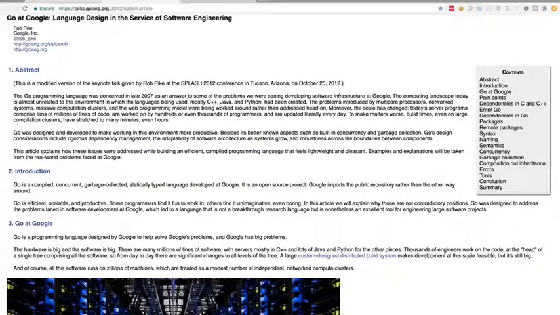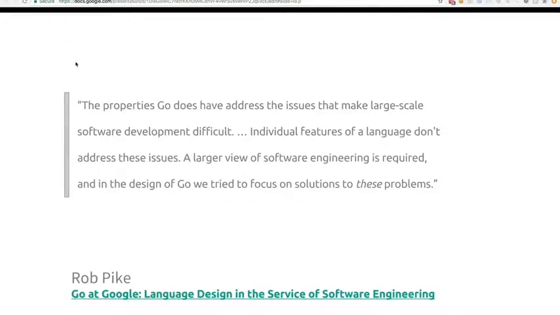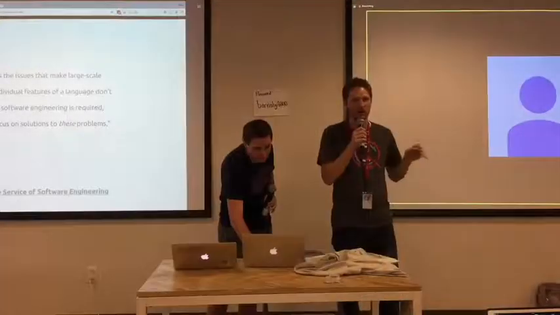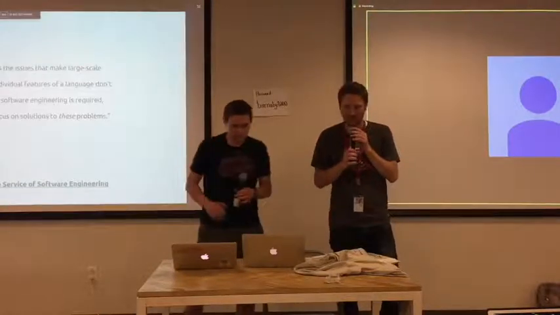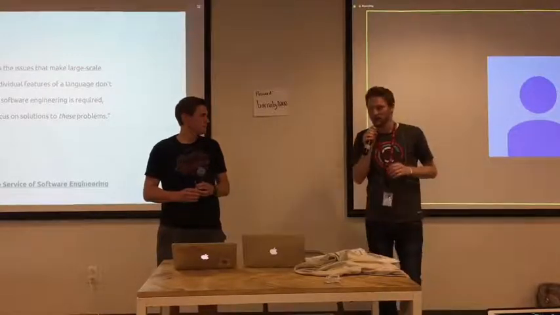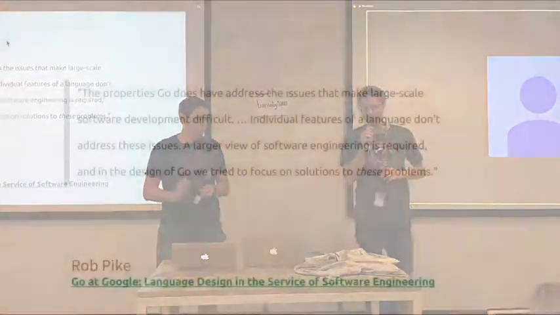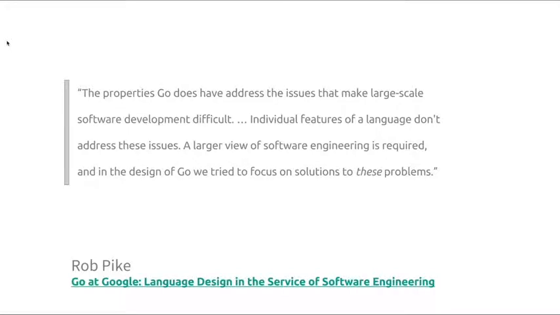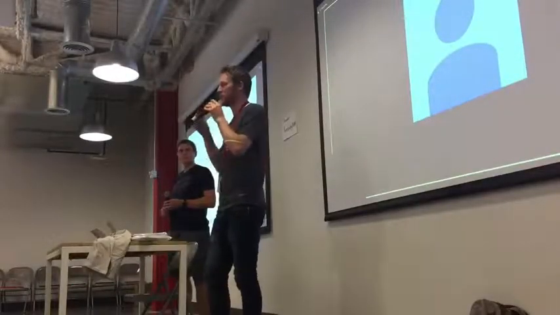I'd read this essay when we were talking about how to solve some of these problems, and it occurred to me that Go was designed to solve exactly the sort of software lifecycle problems that we had. Rob Pike was nice enough to point them out for us. He said, the properties Go does have address the issues that make large-scale software development difficult. Individual features of a language don't address these issues. A larger view of software engineering is required, and in the design of Go, we tried to focus on solutions to these problems, meaning the software engineering lifecycle problems, not necessarily the coding problems.